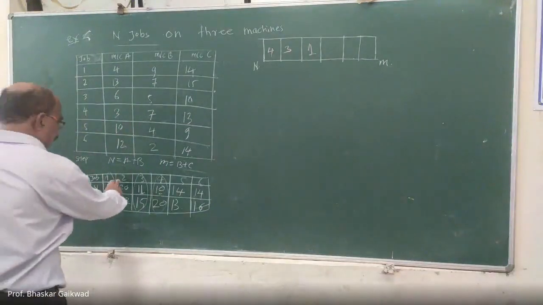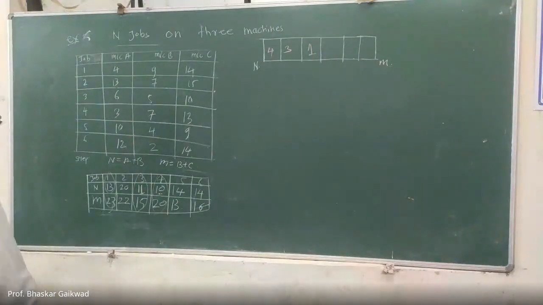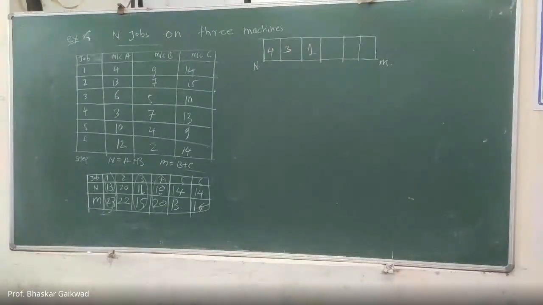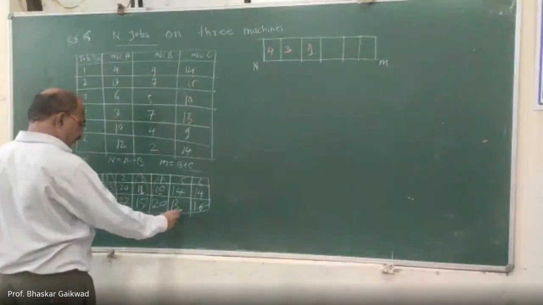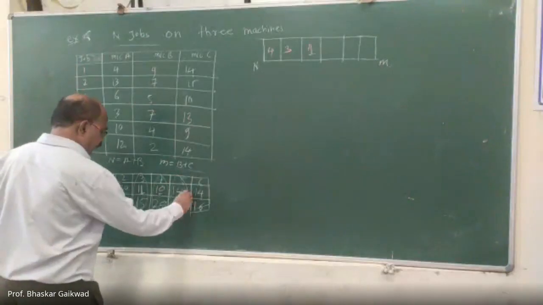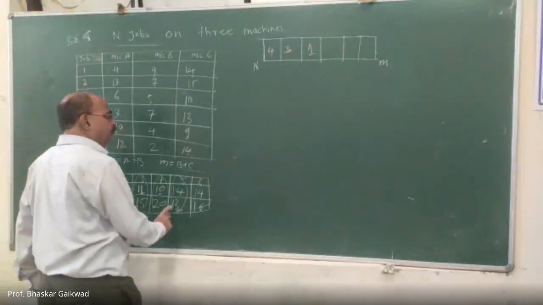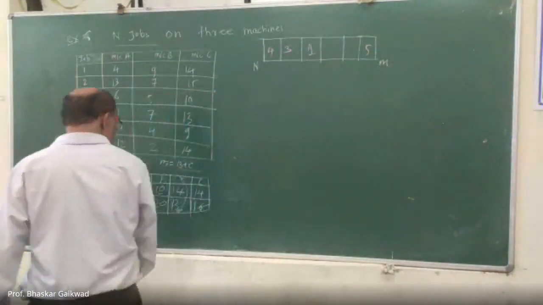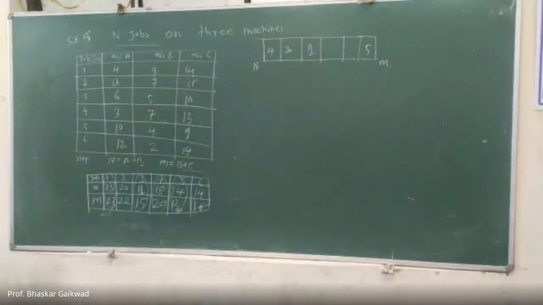After that, among the remaining, which is the minimum value? Again, 13 is there. So here is also 13. But this 13 you start from the last side, because it is related to machine M. So the job number is 5. Now 2 jobs are remaining.